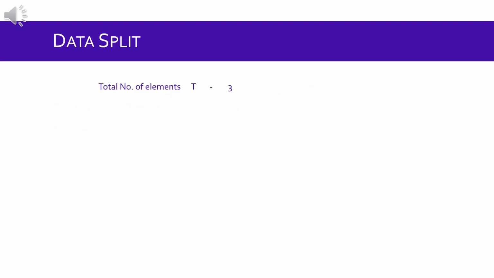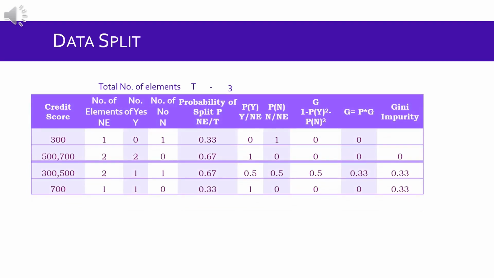Gini index of credit score is calculated for both the splits. Gini index of the first split is 0 and that of the second split is 0.33. As Gini index 0 is the least value, we can choose this as the best attribute value for the split.